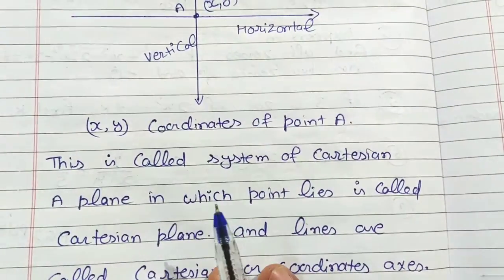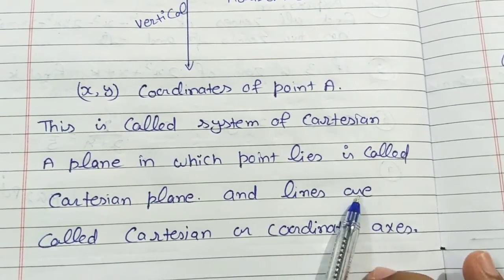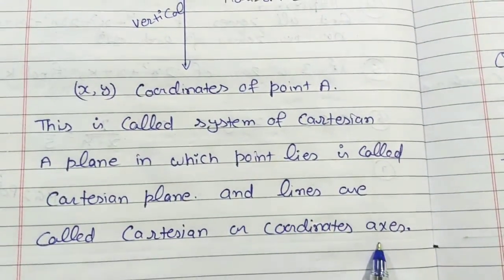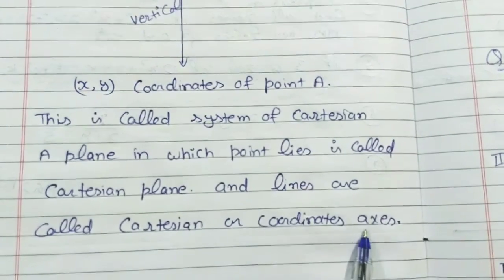Like if we are talking about this page, what will we call this page? Cartesian plane. And the lines are called Cartesian, or we can say coordinate axes. These two, the horizontal and vertical lines, are called coordinate axes.